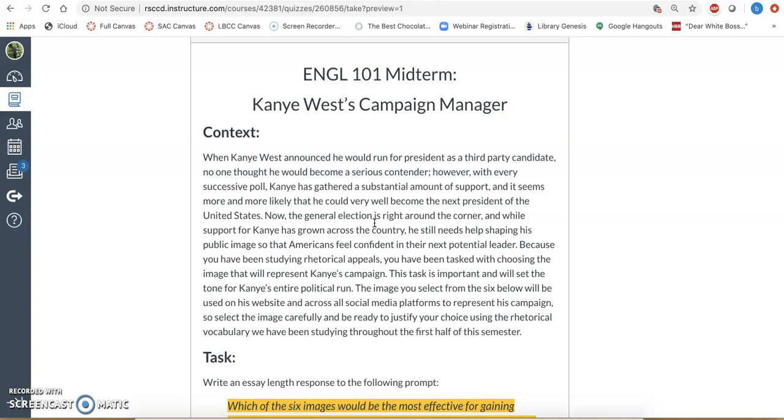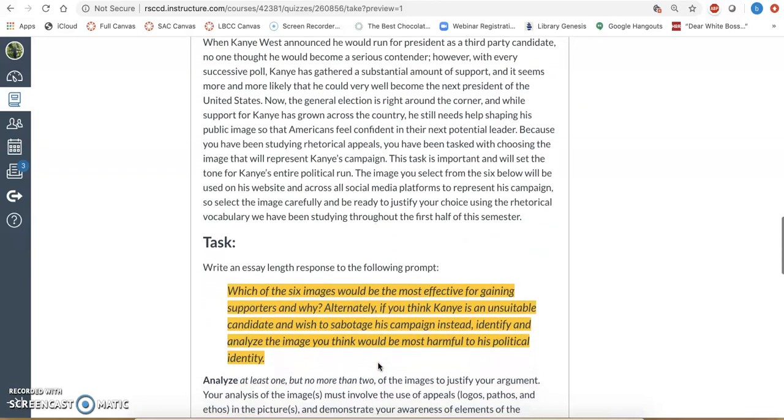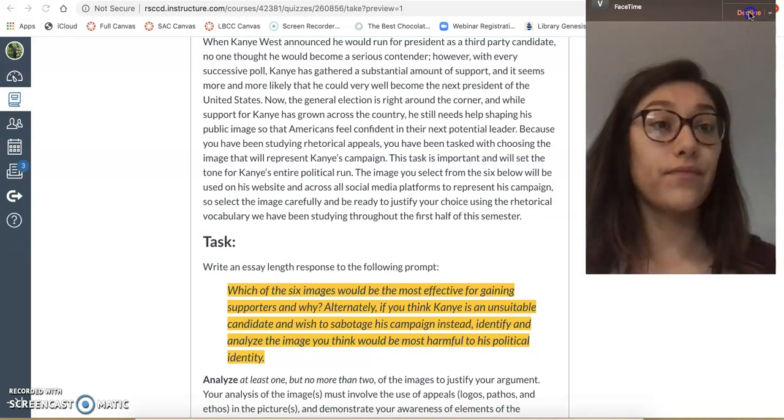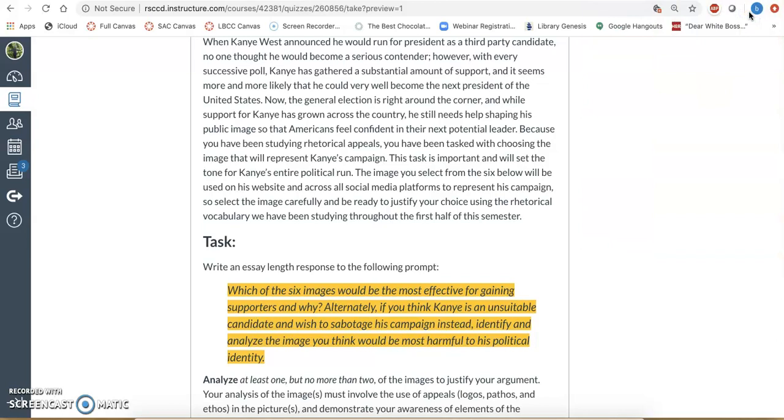Because you have been studying rhetorical appeals, you have been tasked with choosing the image that will represent Kanye's campaign. This task is important and will set the tone for Kanye's entire political run. The image you select from the 6 below will be used in his website across all social media platforms to represent his campaign. So select the image carefully and be ready to justify your choice using the rhetorical vocabulary we have been studying throughout the first half of this semester. Meaning you should look at ethos, pathos, logos, discuss the rhetorical situation, and those sorts of things.